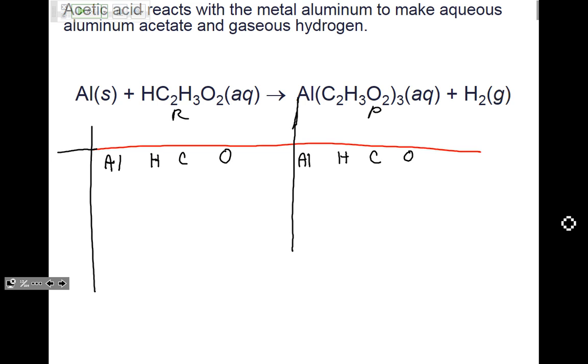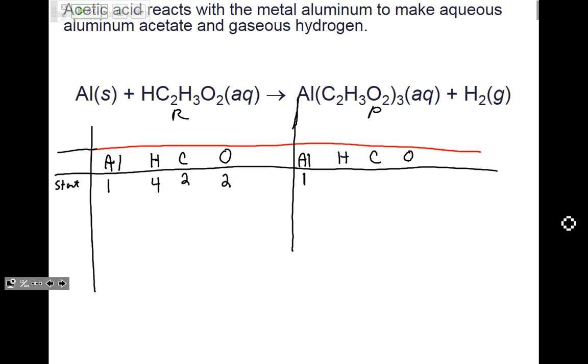So the first thing I like to do is, what am I starting with? So I am starting with 1 aluminum atom, and I am starting with 4 total hydrogens. That's important that we recognize that. I have 2 carbons, and I have 2 oxygens. In my product side, I have 1 aluminum. Here's another reason why I wanted to do this example. I'm not going to calculate my hydrogens just yet.